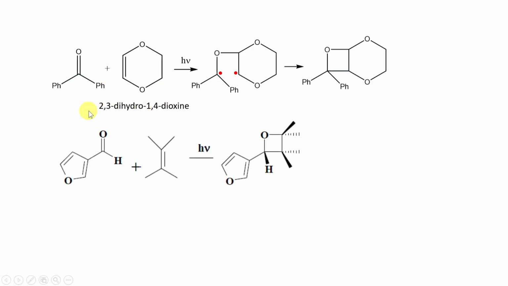These are some examples involving heterocyclic compounds in the Paterno-Buchi reaction. In the first case, benzophenone reacts with 2,3-dihydro-1,4-dioxane. Photocycloaddition, or the Paterno-Buchi reaction, takes place to form first this diradical, and this diradical cyclizes, forming a bond between these two carbon atoms, giving the oxetane product. Then the second example is the aldehyde of furan, a heterocyclic compound, which reacts with an alkene. A Paterno-Buchi type reaction takes place, forming this oxetane.